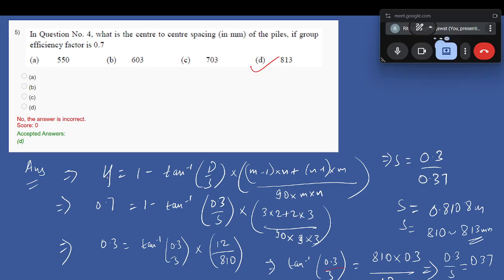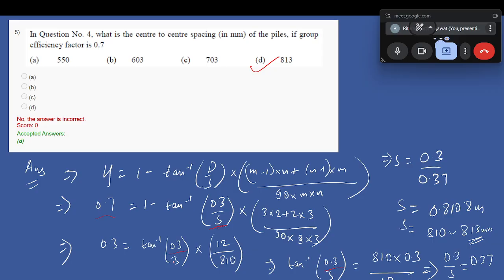So first we have taken this Converse-Labarre formula to evaluate the efficiency. So efficiency is given to us as 0.7, right? Now efficiency is given by 1 minus tan inverse d by s into (m minus 1) into n plus (n minus 1) into m upon 90 into mn, right? So in the similar fashion, every value is given to you, eta is given, d is given, m is given, n is given. So the only task for you is to evaluate how much is the s, right?